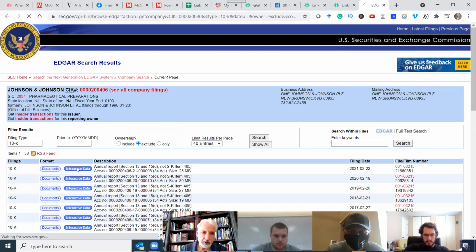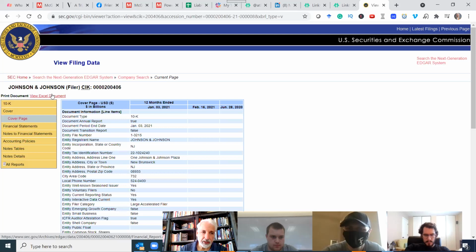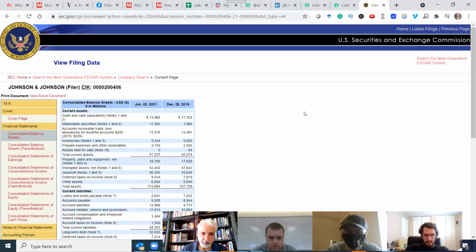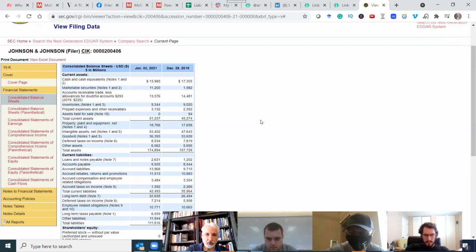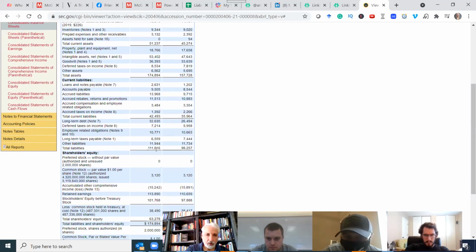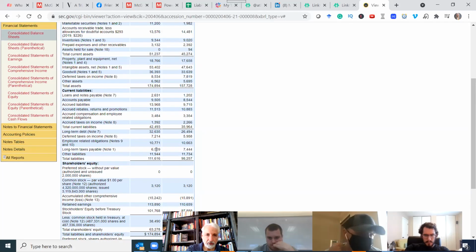I'm going to go to interactive data. Normally I'd click view Excel docs here, but right now I'm going to go, because it'll download all the numbers. I don't have to transpose anything, but I'm going to go look at a consolidated balance sheet, financial statements. And I got current assets. I got current liabilities. Total current liabilities of 42. Total liabilities 111. And my total assets, or my total, is 174.